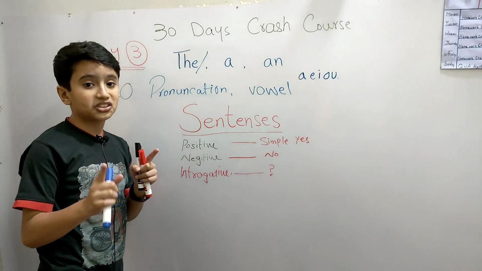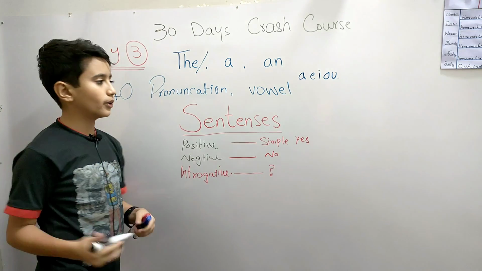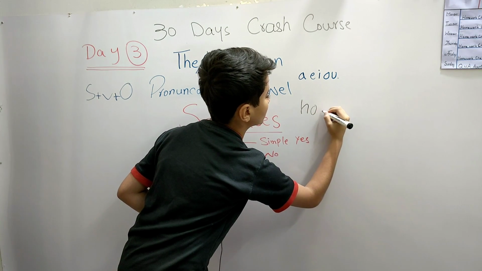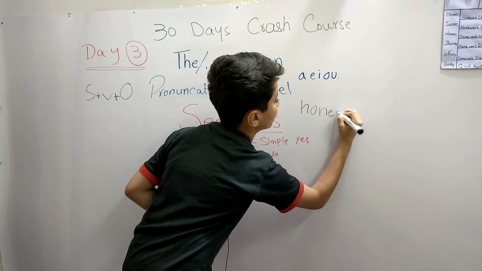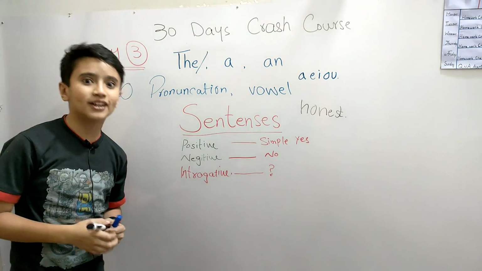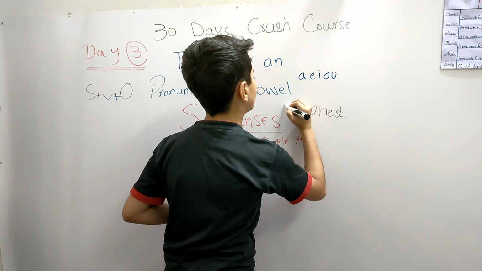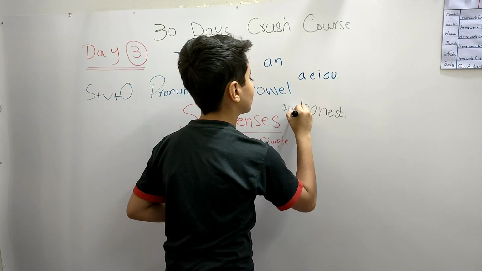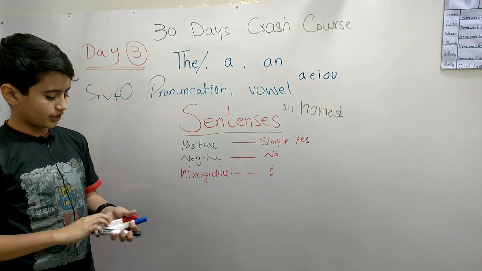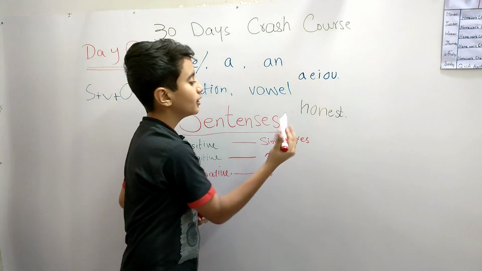Now there is a difference. For example, as we remember, we talked about the word honest. You call it honest, it's not honest. What is it? Honest. So will you use a in front of it or an in front of it? We will use an. What is the reason behind it? Let me show you.